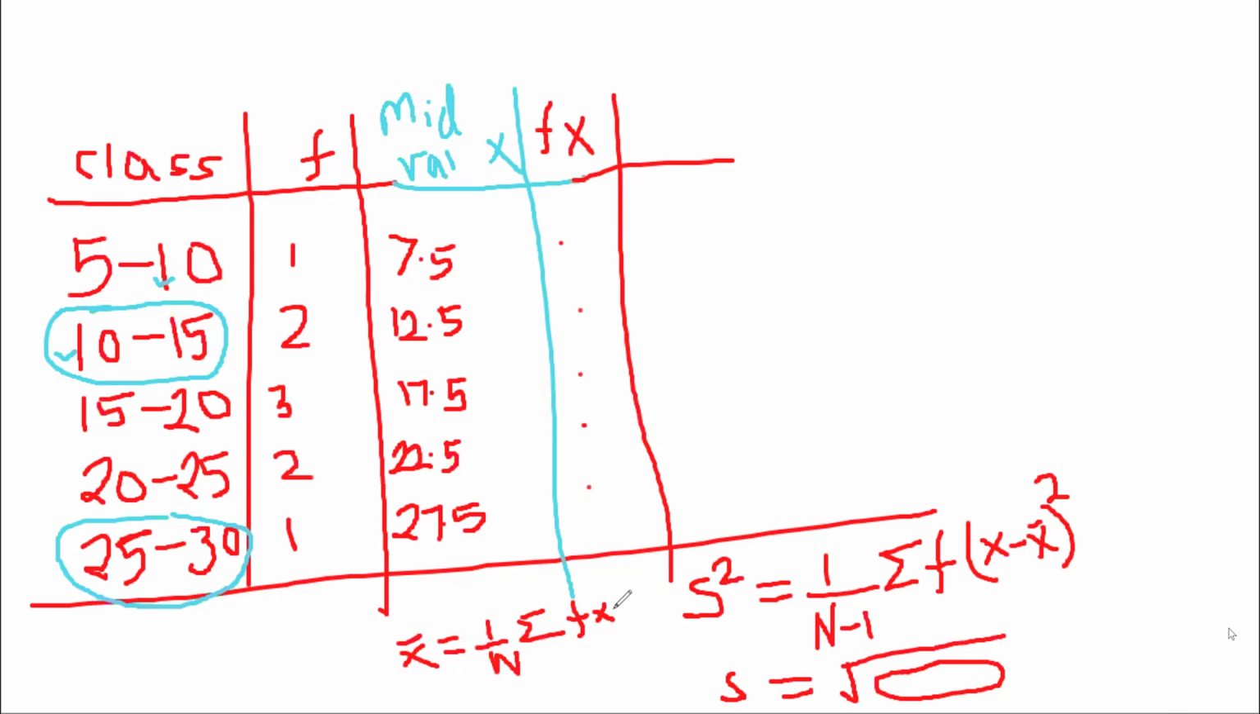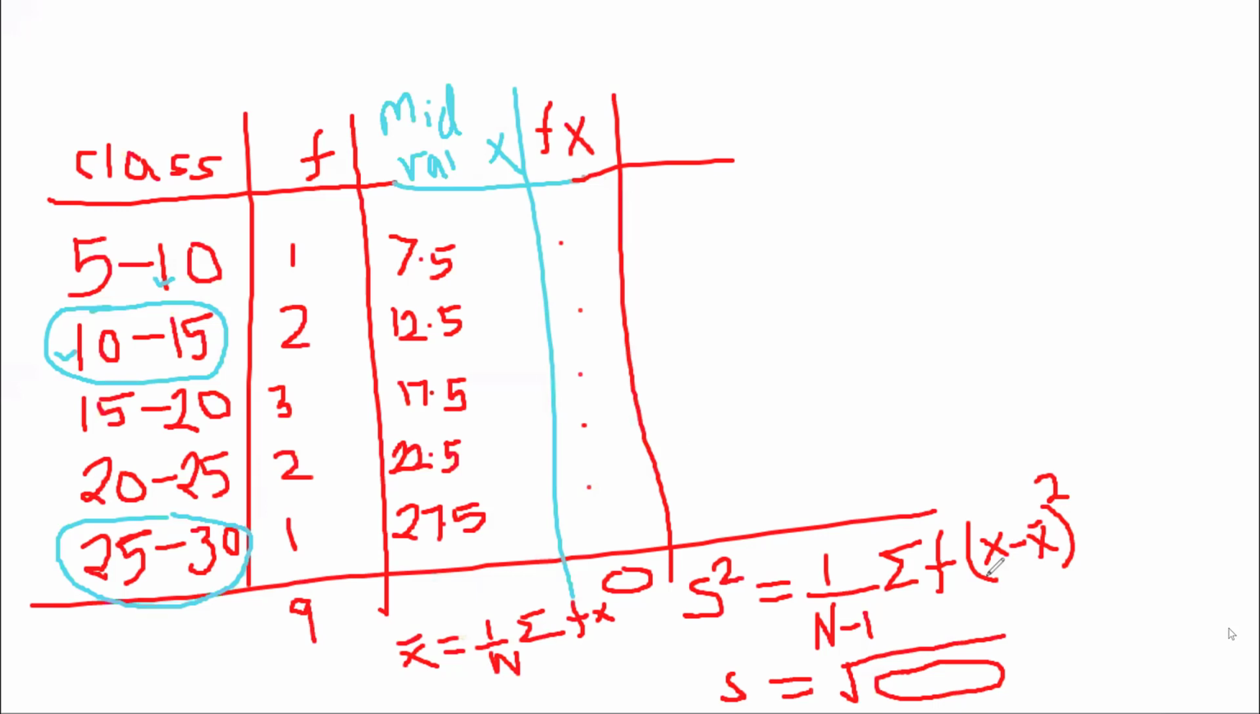Calculate the product. Now take the sum. Once you take the sum, you will get summation fx. Now divide this sum by the total number of observations. That means 2 plus 1, 3, 3, 6, 7, 8 plus 1, 9. Divide it by 9, you will get the arithmetic mean.